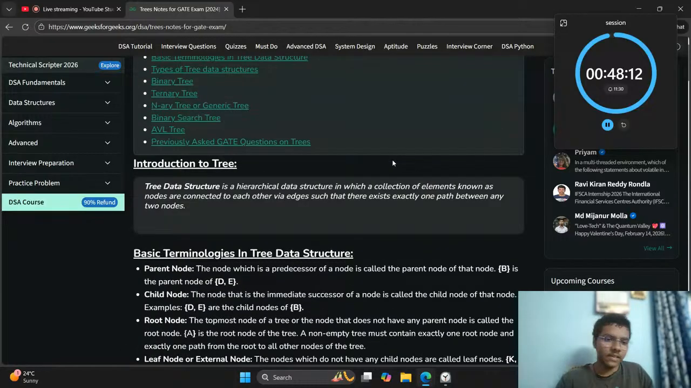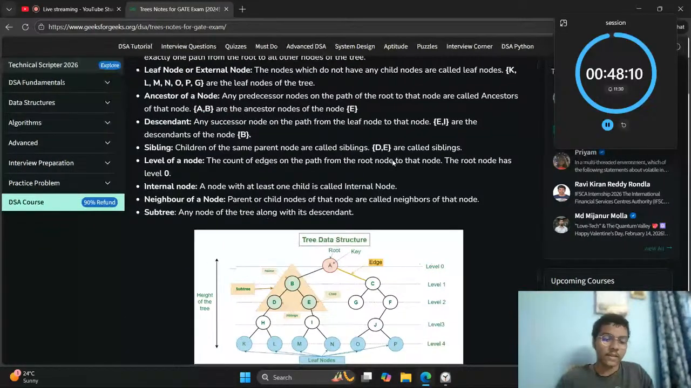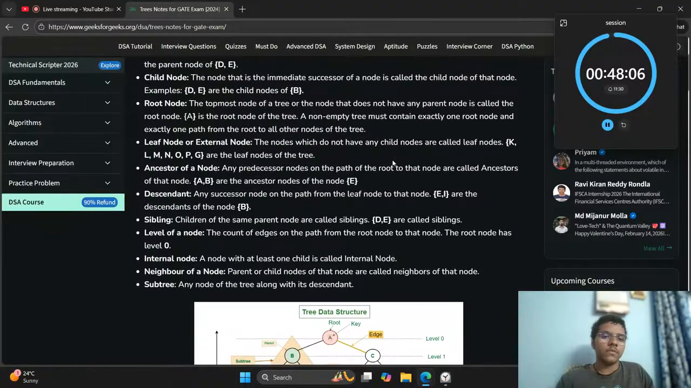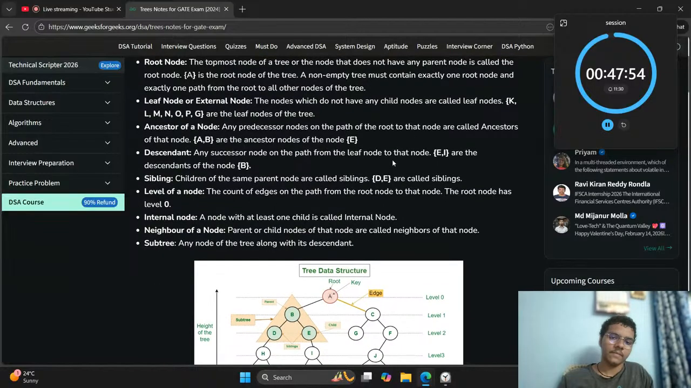Where is the tree in the first place? Okay, here. Nice. Root node: the topmost node of a tree, or the node that does not have any parent node, is called the root node of the tree. A non-empty tree must contain exactly one root and exactly one path from the root to all other nodes in the tree. Leaf node or external node: the nodes which do not have any child nodes are called leaf nodes.